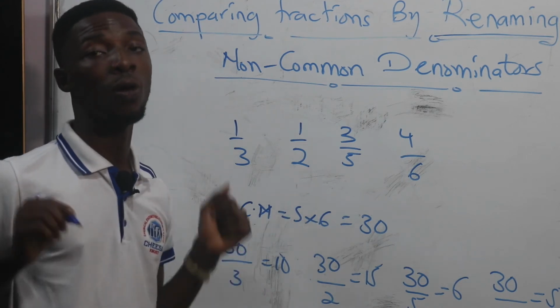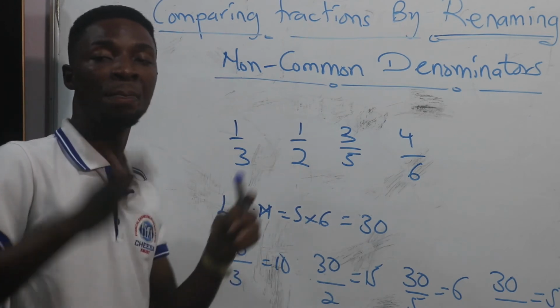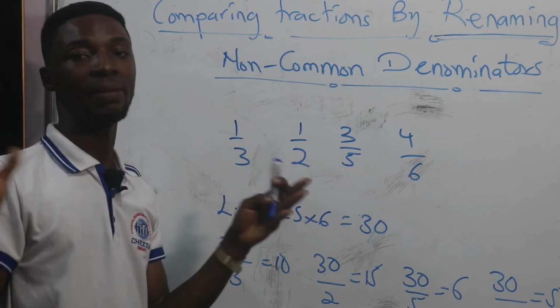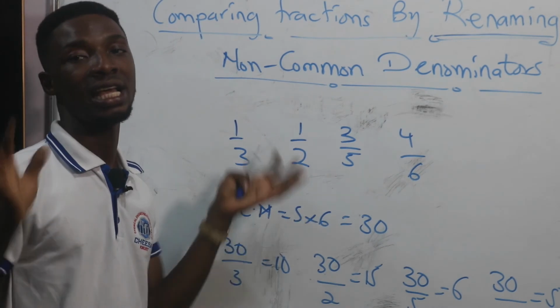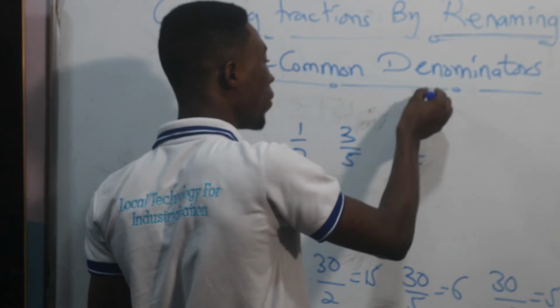So the next thing is to multiply each of these fractions by their common factors here. That is what we call the renaming. You are renaming the fractions. You are giving them different identities, but the same size. There will be equivalent fractions, but with different names. Okay, so let's see how we go with this.